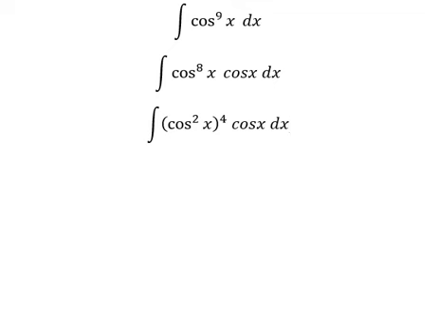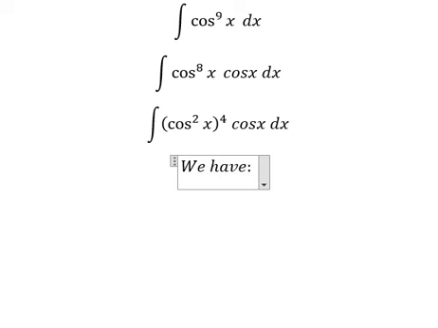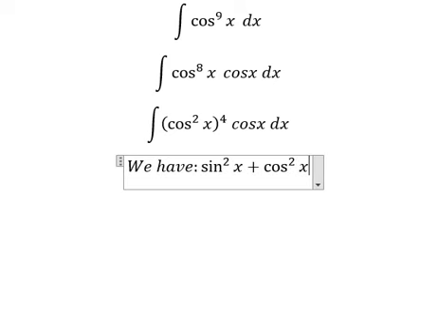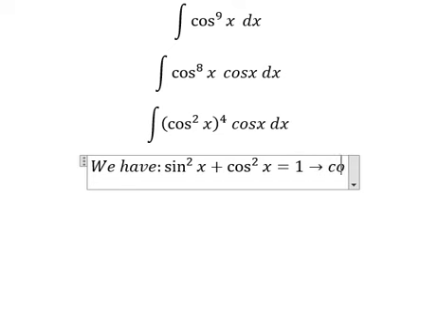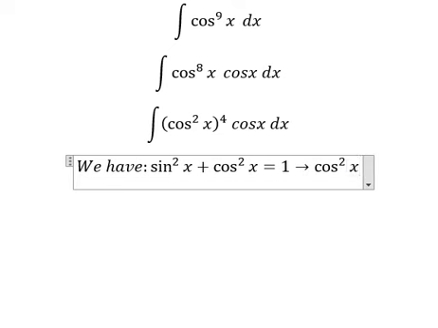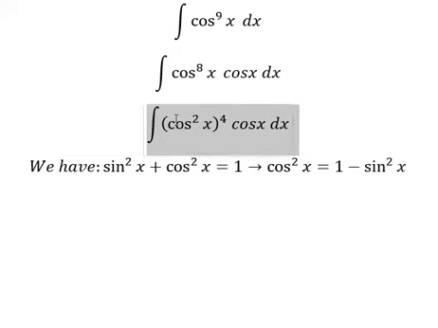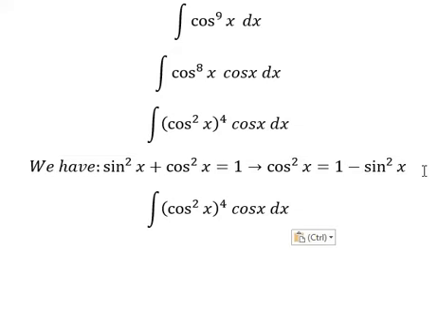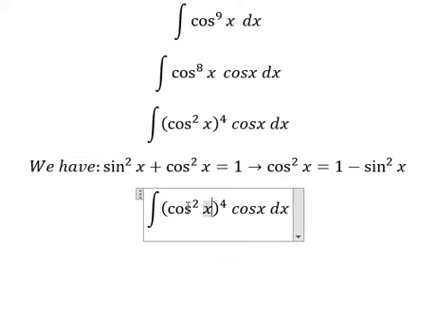Next, we can use this one. We have sine x squared plus cosine x squared equals 1. So we move sine x squared to the right, and you get cosine x squared equals 1 minus sine x squared. So we put this one in here.